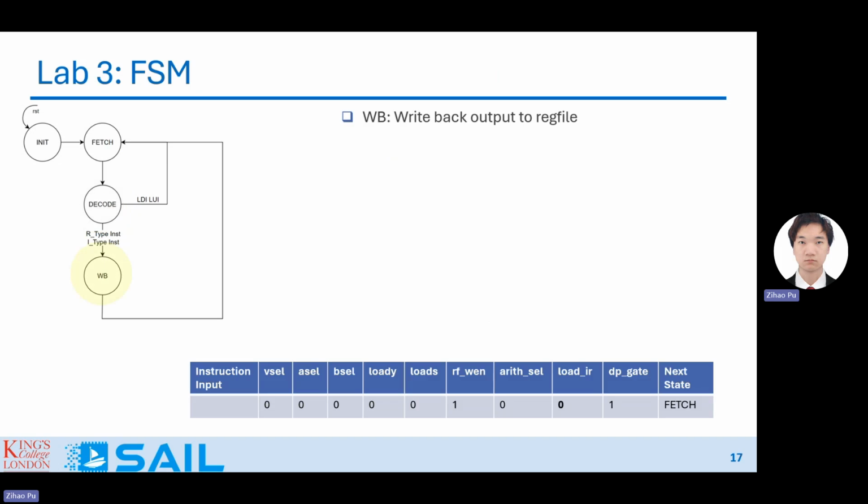And finally, you have the execute, or say the write back stage. The write back stage is dedicated for the R type instruction and I type instructions. Because for the write back stage, you need to write the data path data back to the register file. So in this way, you need another stage with different control signals to allow the data to be written back to the register file.